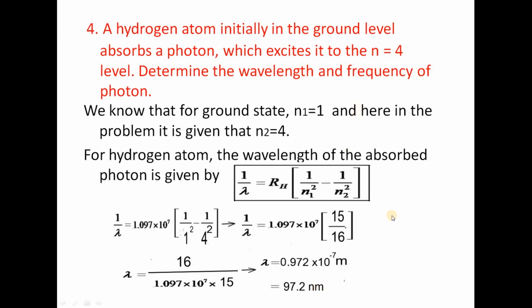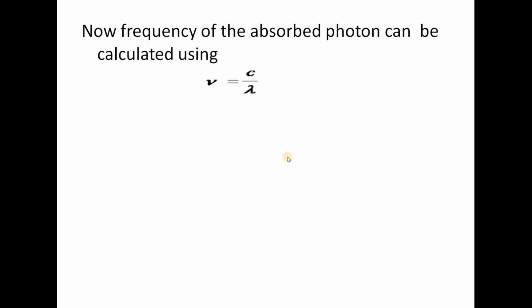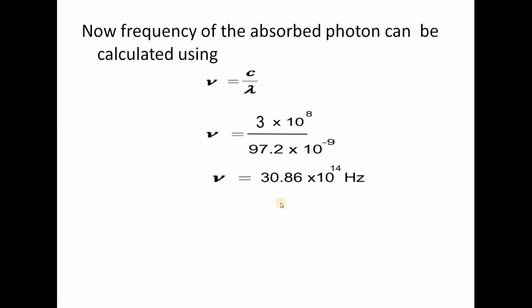Now we have to calculate frequency. Frequency can be easily calculated using the formula c equal to nu lambda. So as we know, nu equal to c by lambda. Nu equal to c, which is 3 into 10 power 8, divided by lambda, which we have just calculated as 97.2 nanometer, that is 97.2 into 10 power minus 9. If we make calculations, we will get 30.86 into 10 power 14 hertz. So this is the frequency of the absorbed photon.